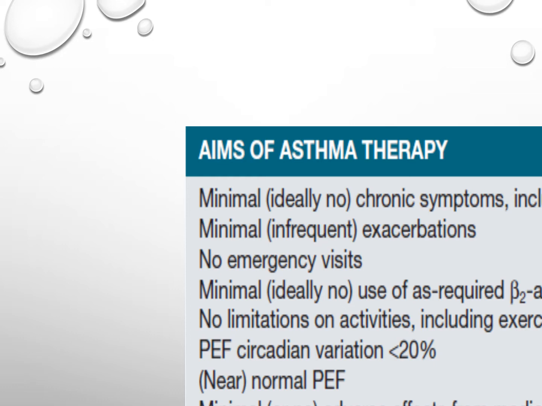Aims of asthma therapy: minimal, ideally no, chronic symptoms, including minimal exacerbations, no emergency visits, minimal use of as-required beta-2 agonists, no limitations on activities, including exertion, dyspnea, PEF circadian variation less than 20%, near normal PEF.